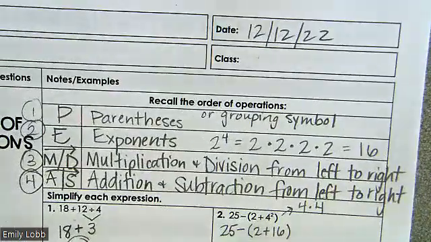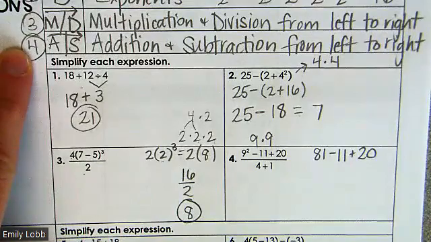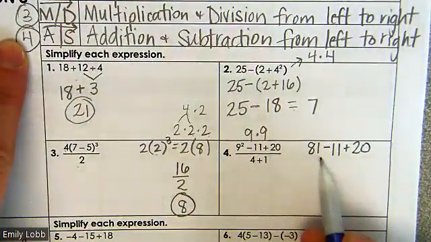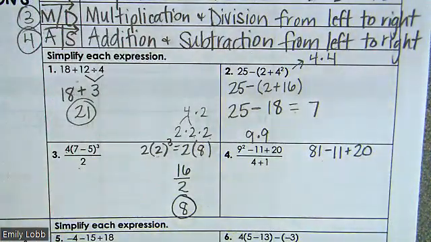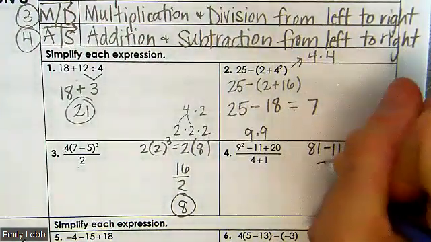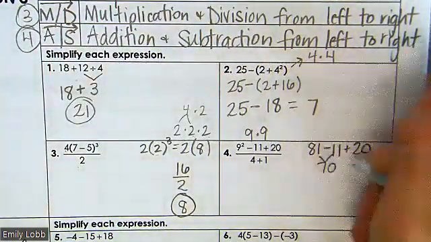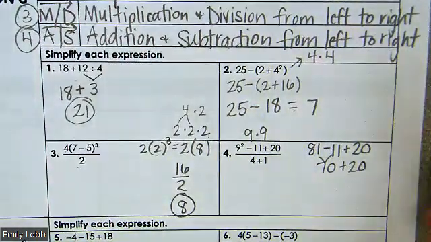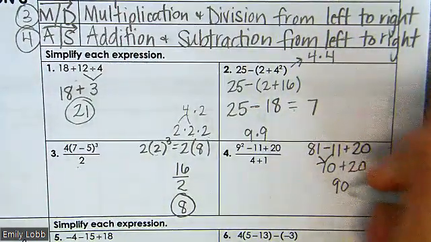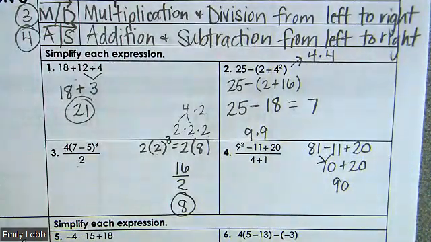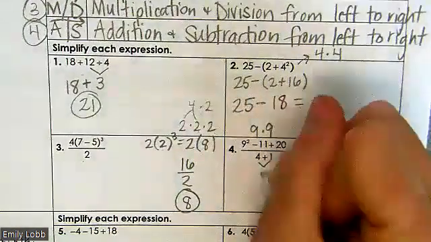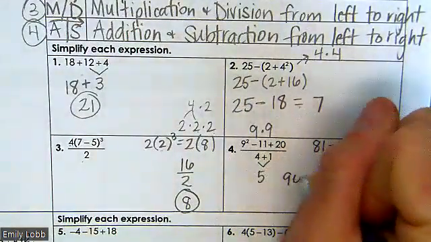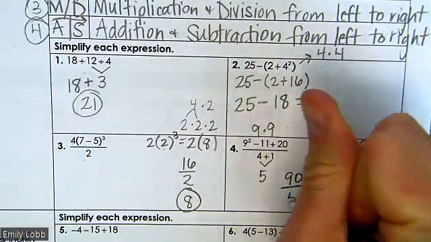I have to go from left to right when I get to this step 4. And since my subtraction is first, like I would be reading a book from left to right, I'm going to do that first. So what's 81 minus 11? 70, right? Plus 20 is what? 90. I've got 90 on the top. What's 4 plus 5? 5. So I have 90 divided by 5.